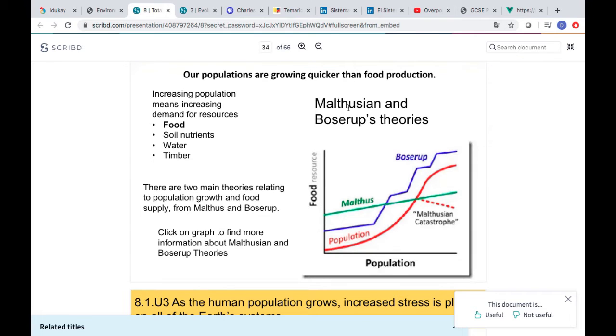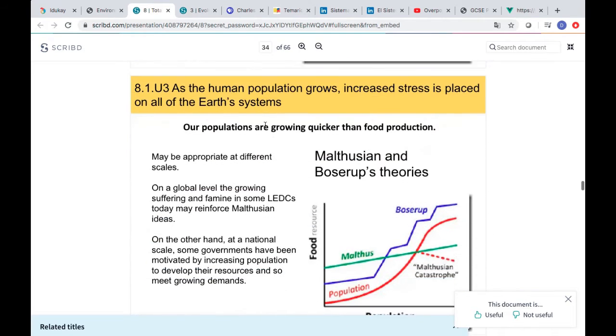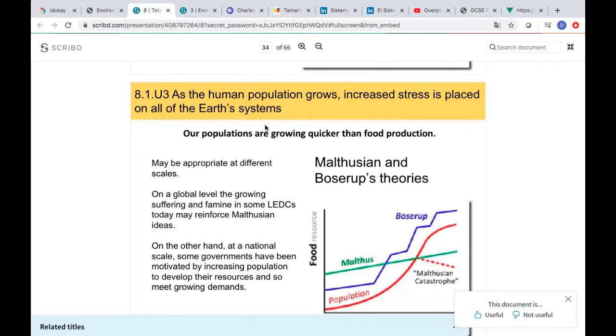And that's why we have these two theories that we saw in the last class, Malthusian and Boserup's theories, in which they say that if we don't have a system of agriculture that is going to provide food, the population cannot be stable, the population growth. So if we have more food, the population is going to increase rapidly, and that is the theory, okay? Food resources is involved in that theory.